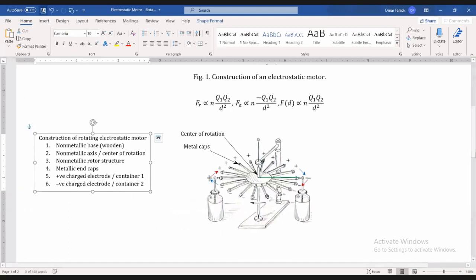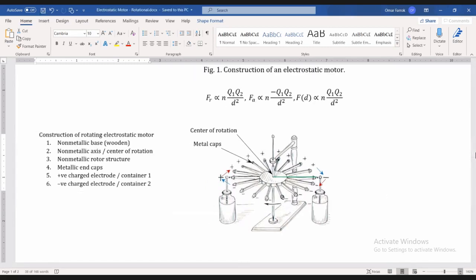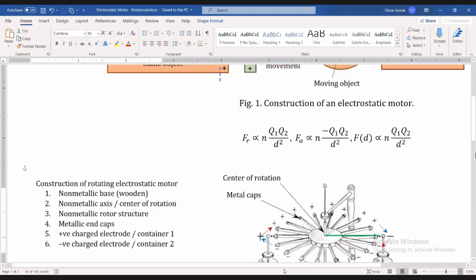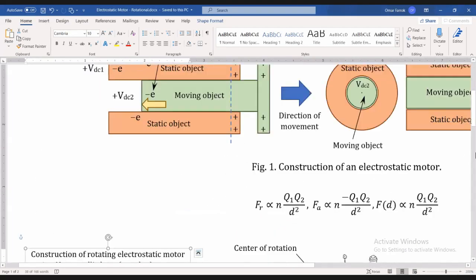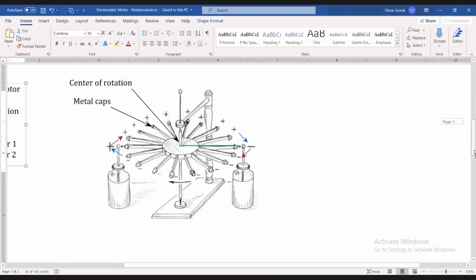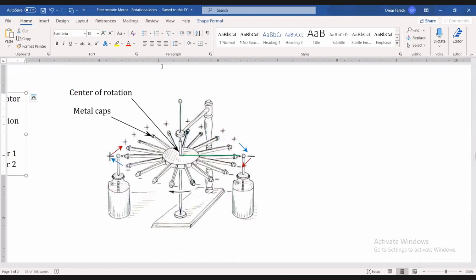The construction is over and we are now starting the working principle. So hope that the figure is seen very clearly.